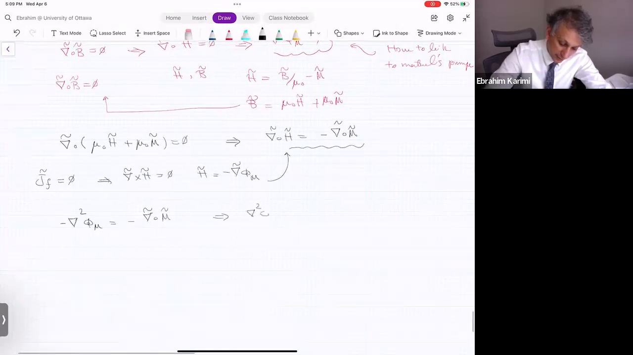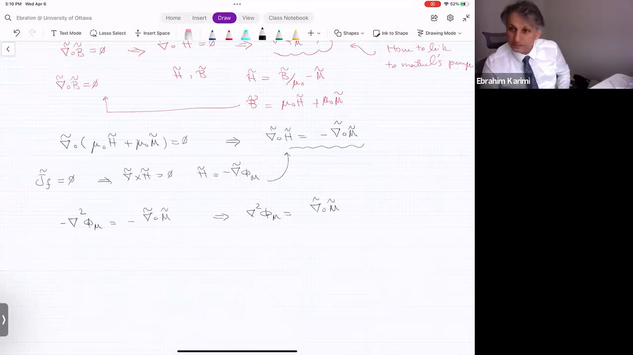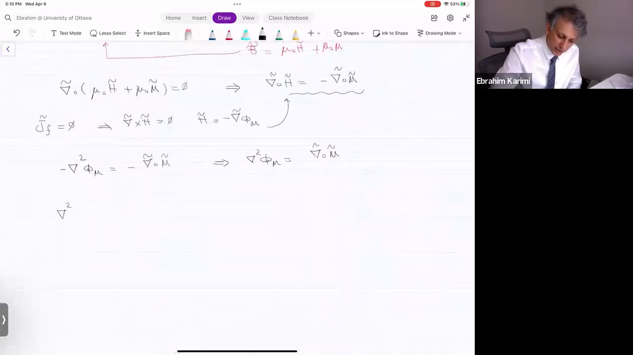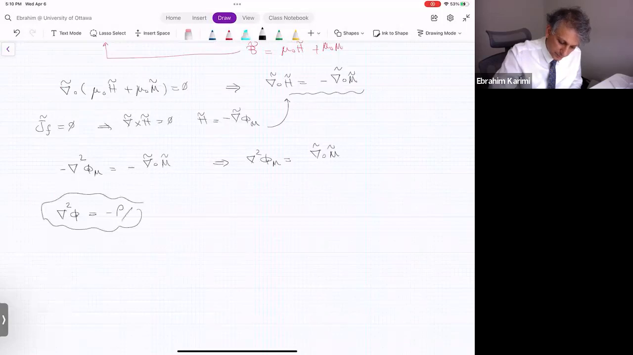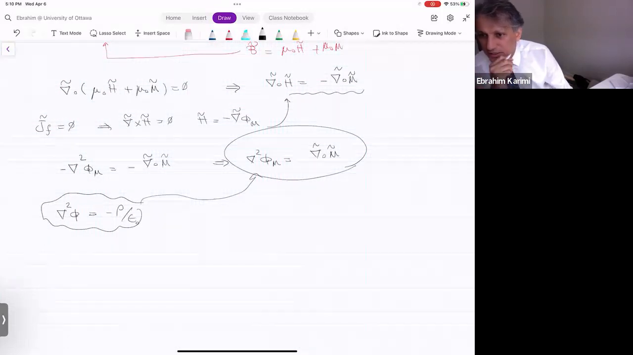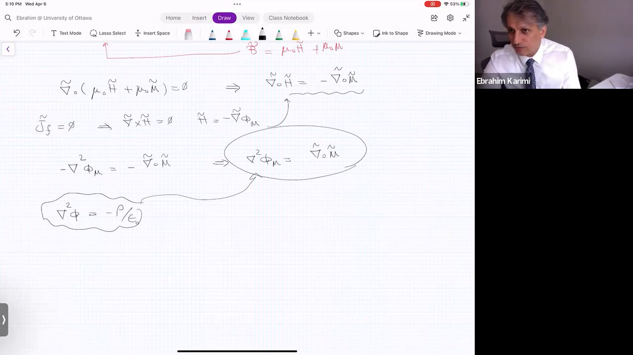So that will be Laplacian of phi m is equal to divergence of m. Previously, from the Gauss theorem for electrostatics, what we had was Laplacian of phi is equal to minus rho divided by epsilon 0, if you remember. So it seems that for the magnetic field, also, if there is no current density, we will get exactly a similar expression. The only difference is that here we are dealing with the divergence of m, the divergence of magnetization.